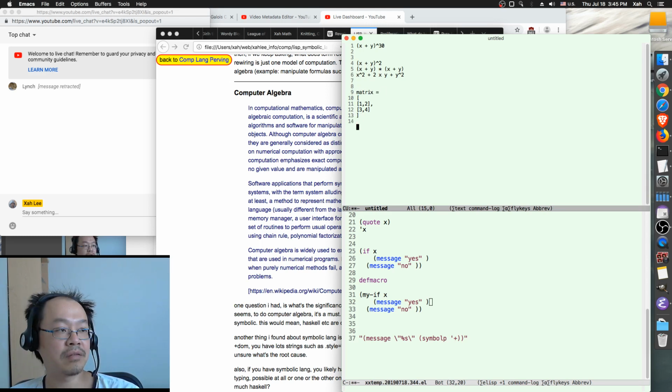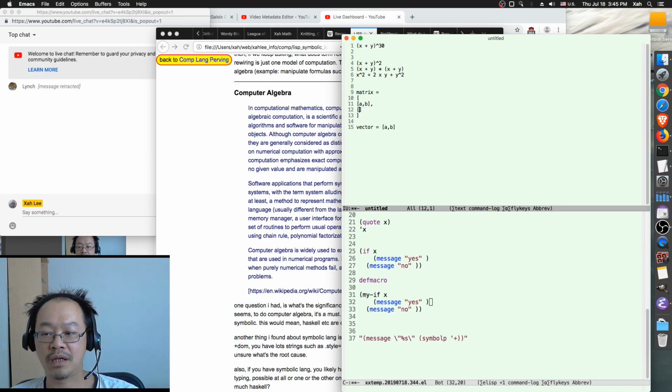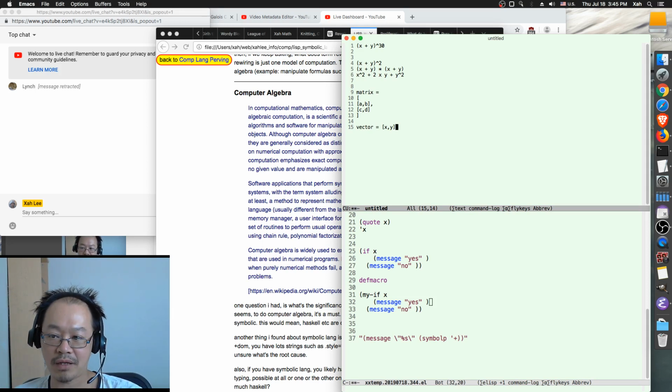Okay, and a vector is, for example, AB. Okay, let's replace. Let's say A B C D. Okay, let's say the vector x y. Okay, now you want to multiply them out.